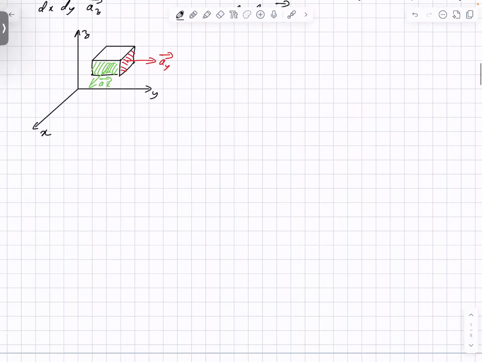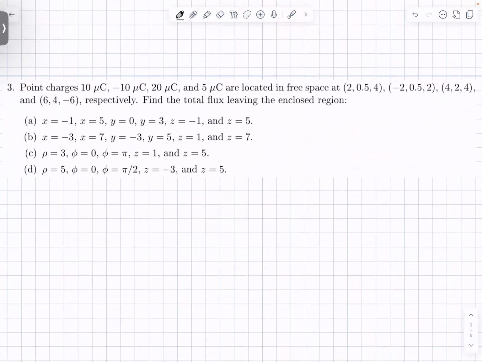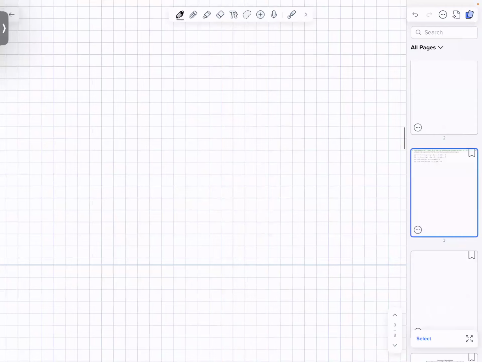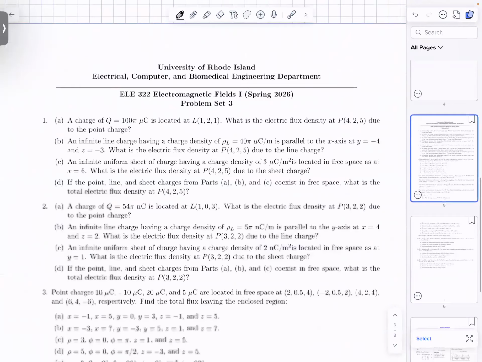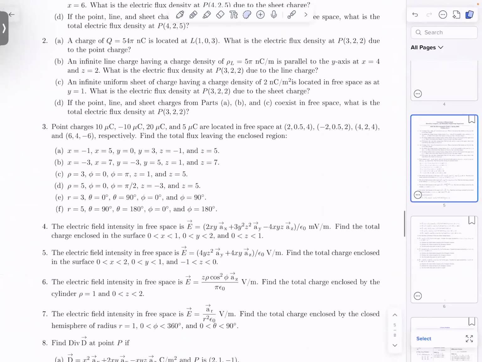For this, we're going to look at a problem. So let's consider problem 4 from problem set 3.